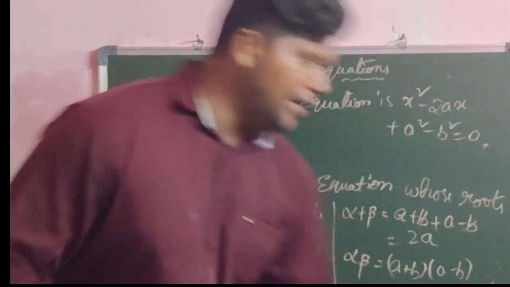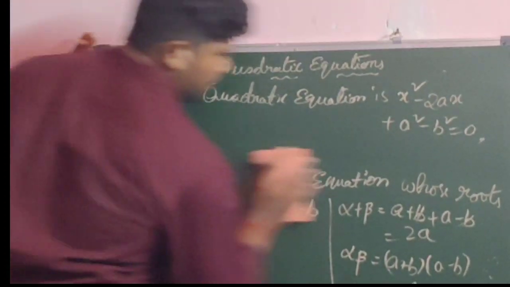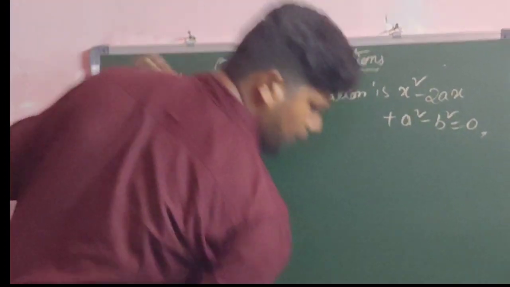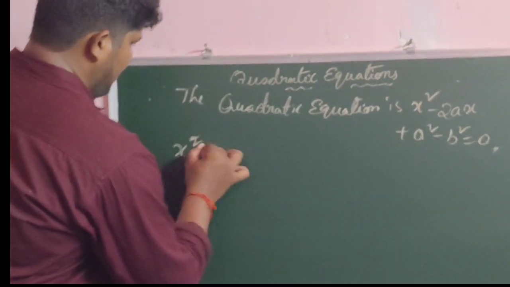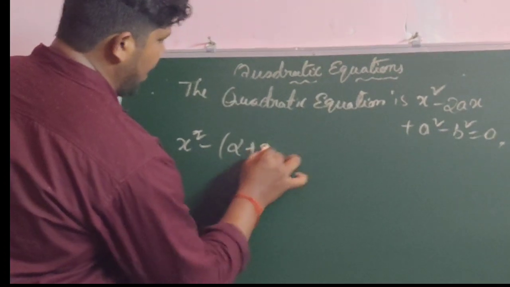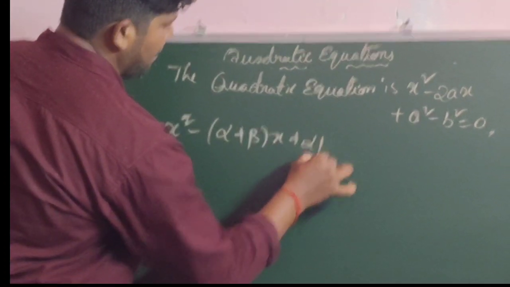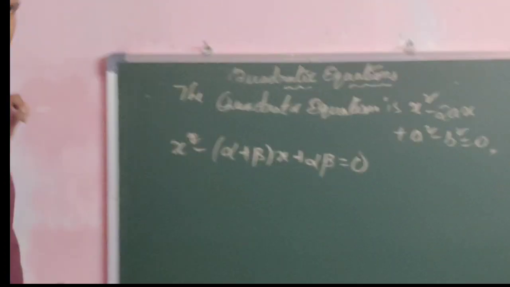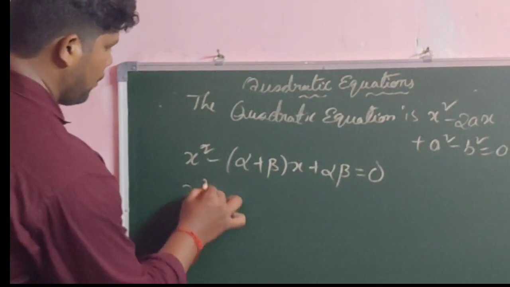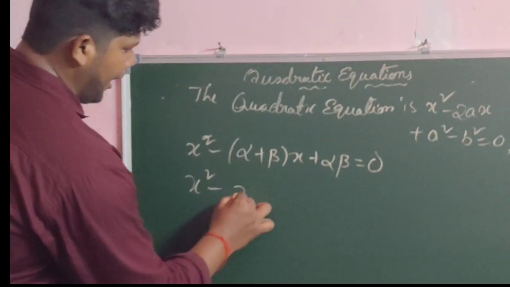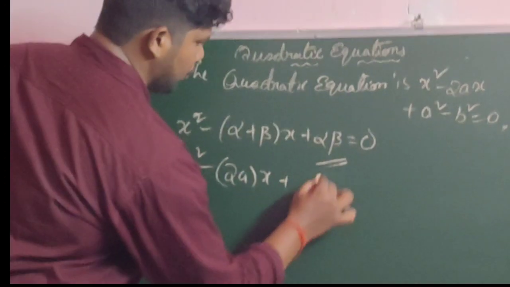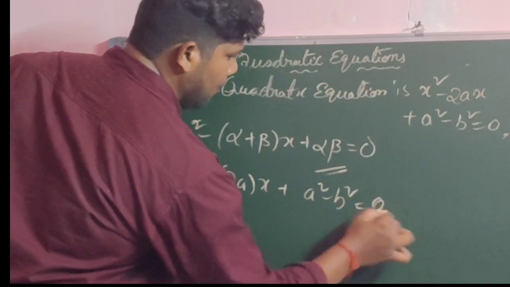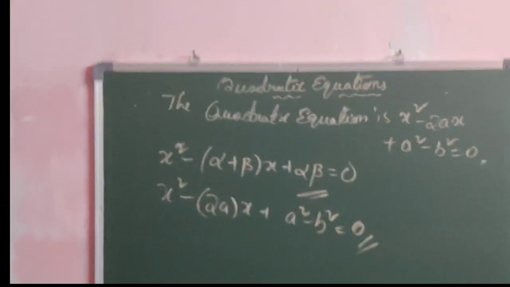Sir, how is it possible, sir? So I will tell you, just wait. What is the equation? x square minus (alpha plus beta)x plus alpha beta equal to 0, right? What is the value of alpha plus beta? 2a, right? So 2a into x, plus what is alpha beta? a square minus b square equal to 0. Is it clear, all of you?